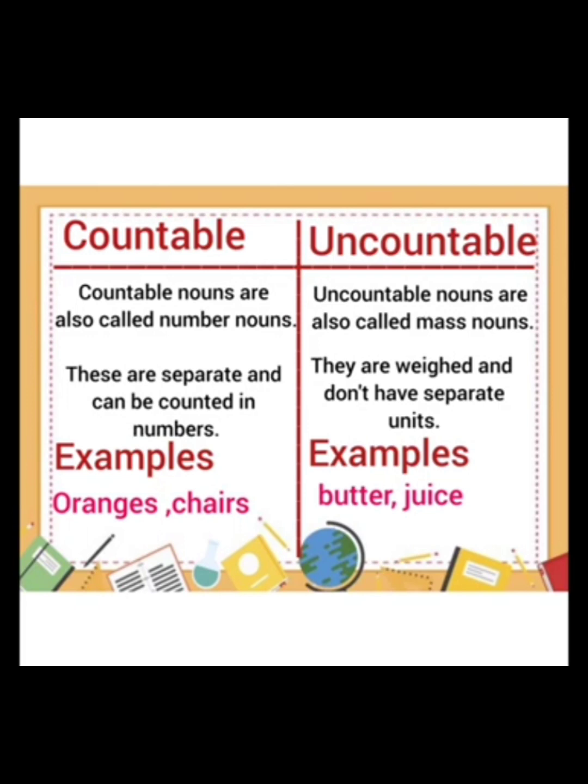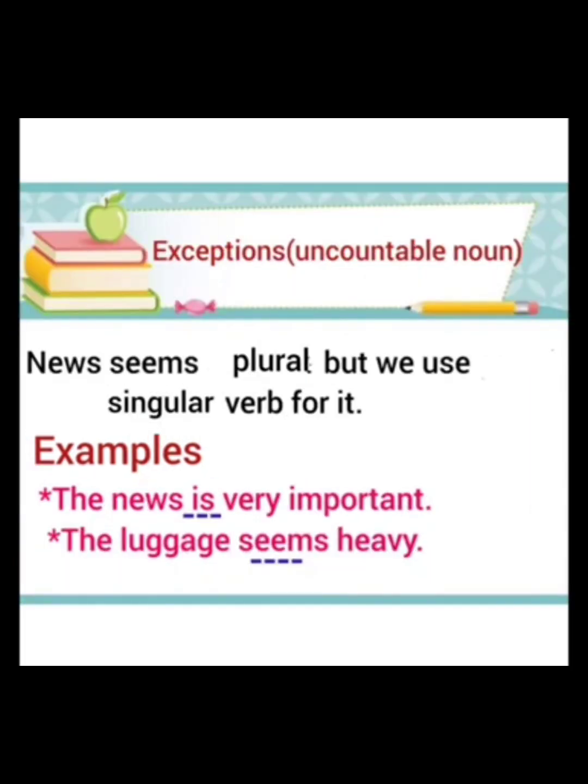Countable nouns are separate and they can be counted. Once again, I am reminding you of the main point: these are separate units and they can be counted, while uncountable nouns are not separate units and they are weighed. But some nouns have exceptions. For example, news is a word that seems plural, but it is not. It is a singular noun and we use a singular verb for it.